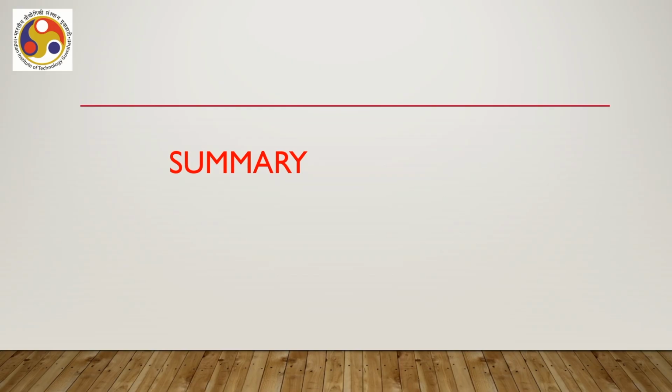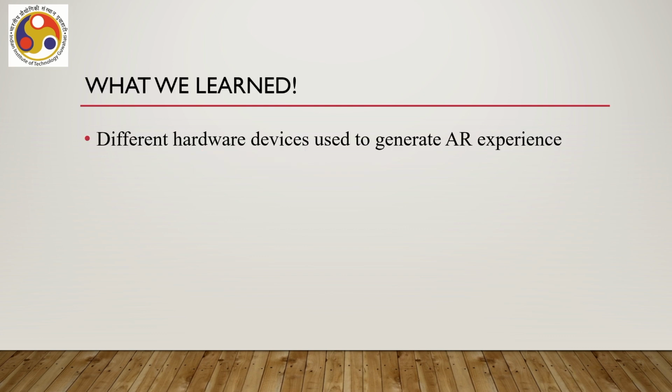So, with that we have come to the end of this lecture on AR hardware. Let us quickly summarize what we have learned. We talked about different categories of AR hardware systems, broadly of 5 categories: headsets and glasses, that is the wearable category, then the handheld category of devices, then spatial AR devices, head-up displays and contact lenses.